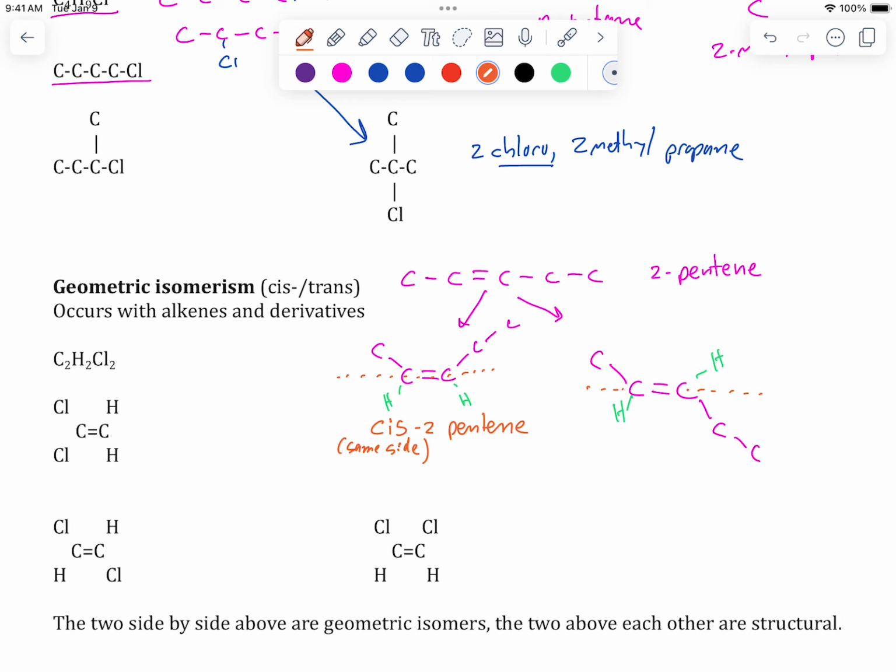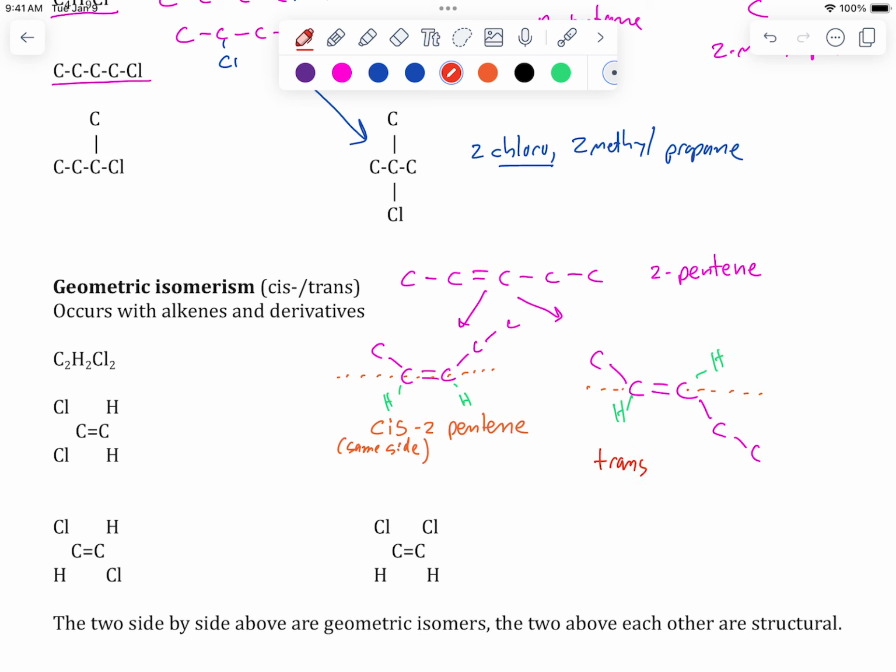Again, cis means it's on the same side of the fold. But in the second example here, we've got our carbon chain above the fold, then we have the double bond, and we have the rest of the carbon chain below the fold. So they're on opposite sides. So this has a different name. This is what we call trans.